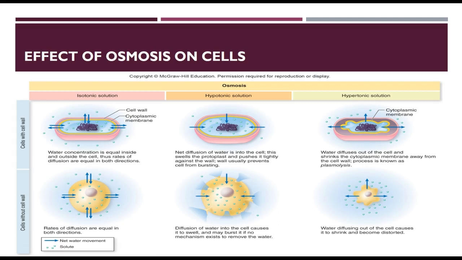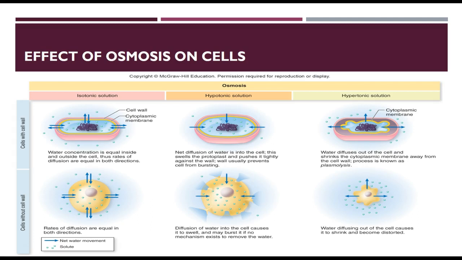In cells without a cell wall, then we have a problem. This can happen in eukaryotic cells without cell walls. If you think about your red blood cells, as water flows into the cell, the cell continues to swell, and then it will eventually burst because that membrane can't continue to expand indefinitely.